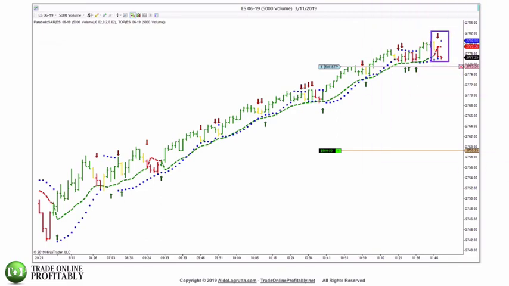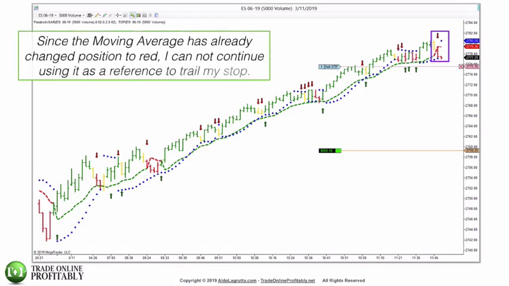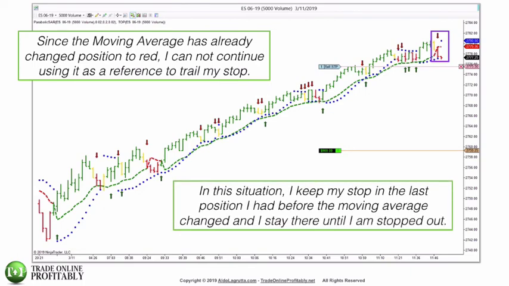Now we have a full sell signal, a red arrow, a red bar, a red moving average, and the SAR is above the bar. We even have the flag confirmation on the moving average, which brings me to a different point. Since the moving average has already changed position to red, I cannot continue using it as a reference to trail my stop. The last stop I was able to use with the help of the moving average was 27.75.50. That is almost 17 points of profit for the runner. Once I get into this type of situation, I keep my stop in the last position I had before the moving average changed, and I stay there until I'm stopped out.